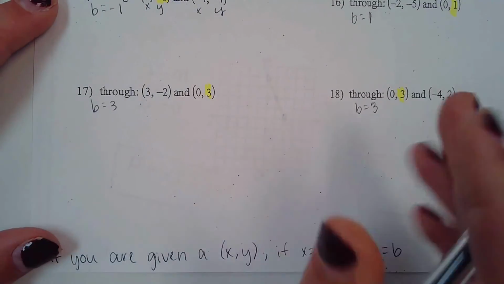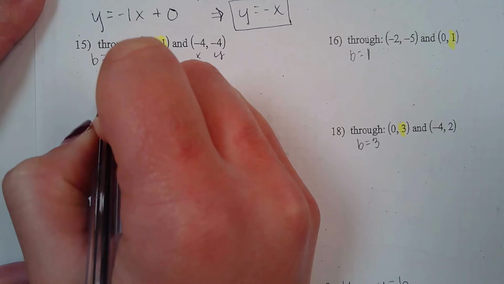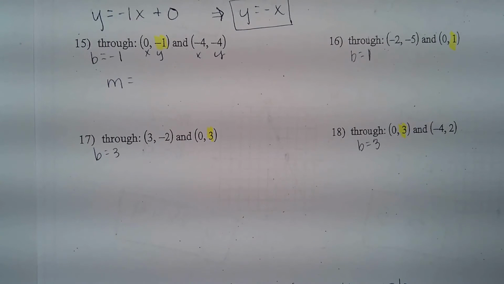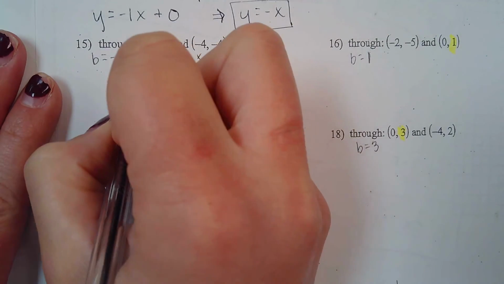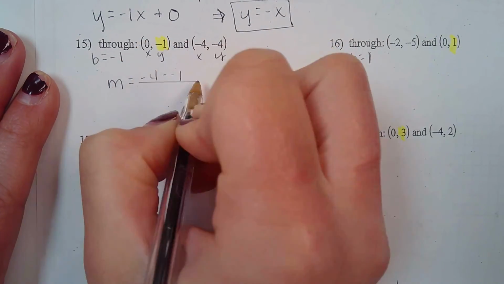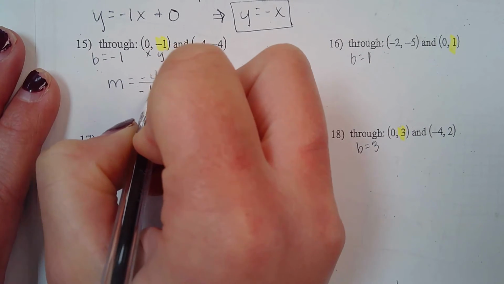All right, so we're doing 15. To find your slope, what formula are you using? y minus y over x minus x. You should have it written on your paper. If you don't, I recommend you write that down. So what goes on top? y: -4 minus 1 minus -1. And on bottom? -4 minus 0.